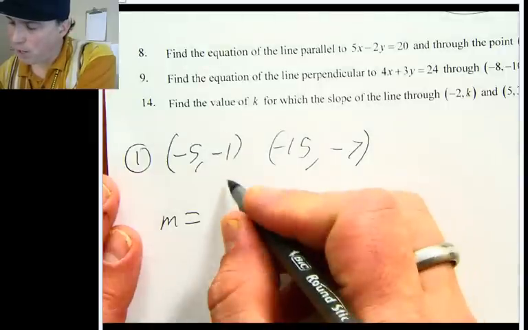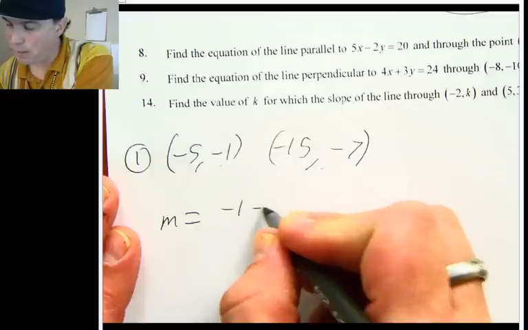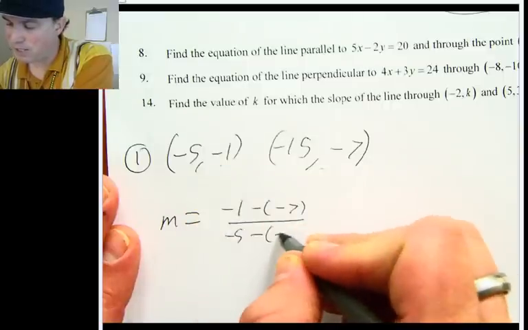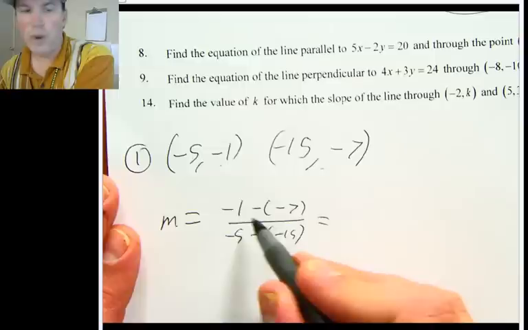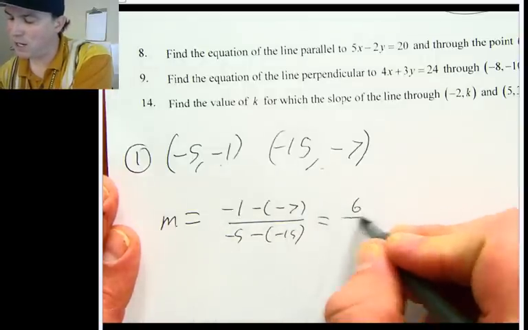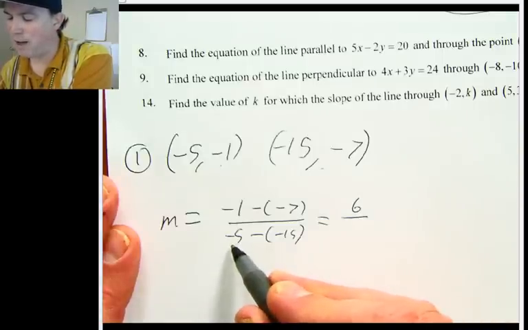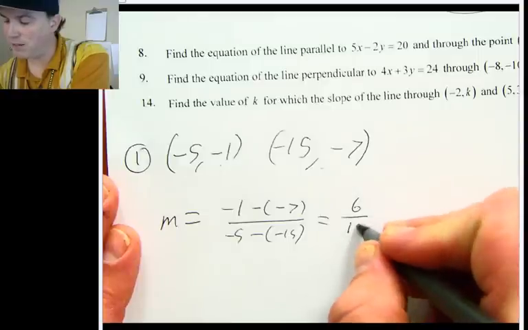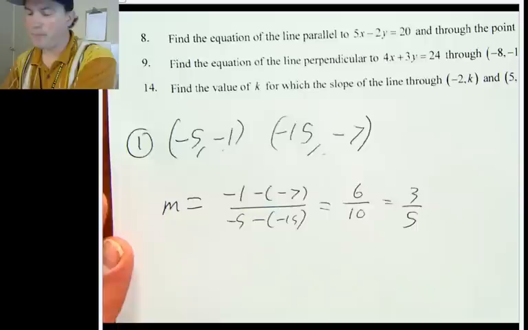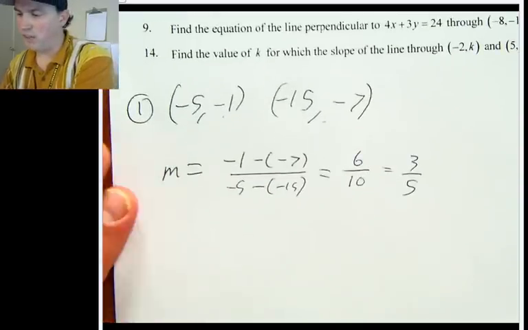But in the meantime, I like to go point 1 minus point 2 usually. So I have -1 minus -7 divided by -5 minus -15. -1 minus -7, that works out to be +6. -5 minus -15, that's like -5 plus 15, +10. And that simplifies to 3/5. And then next, we're going to go ahead and put this into point-slope form.